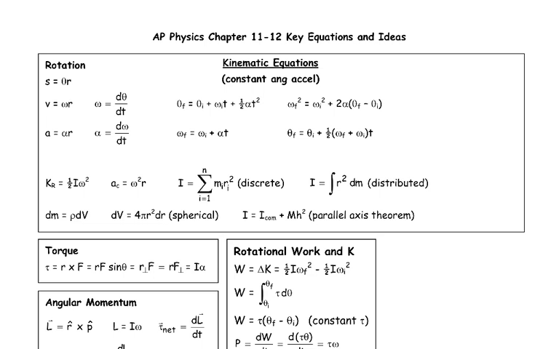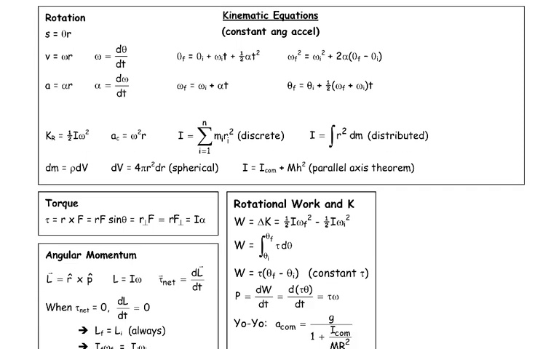So this first page, you can find a link to this AP Physics Chapter 11-12 Key Equations and Ideas. We're going to be talking about some basic velocity and angular velocity, acceleration and angular acceleration. We are going to start looking at integrals now. We're also going to be talking about kinetic energy for rotation. We're going to revisit centripetal acceleration.